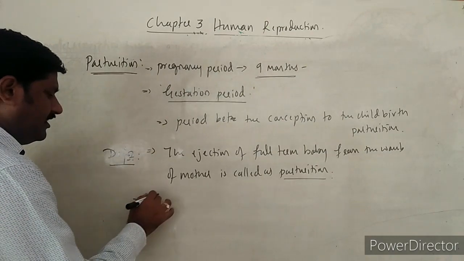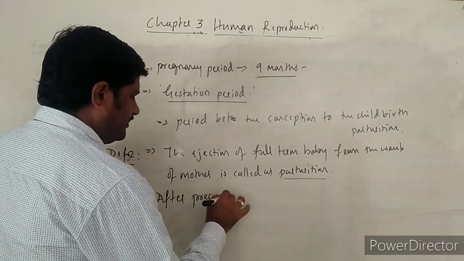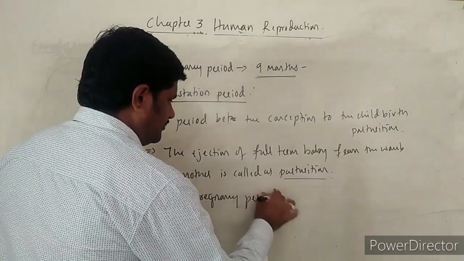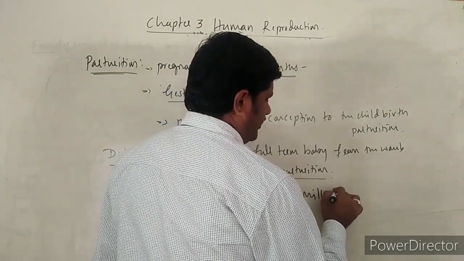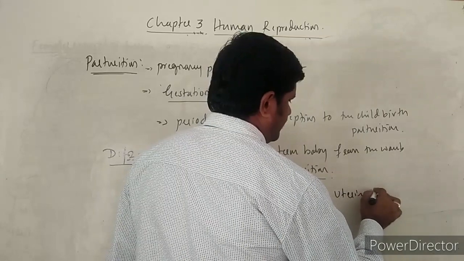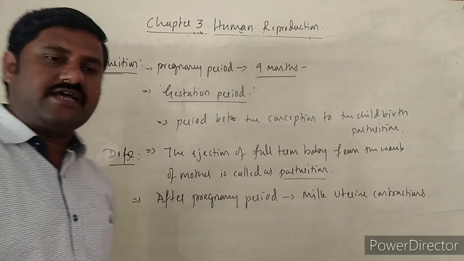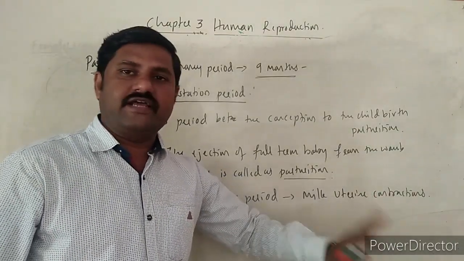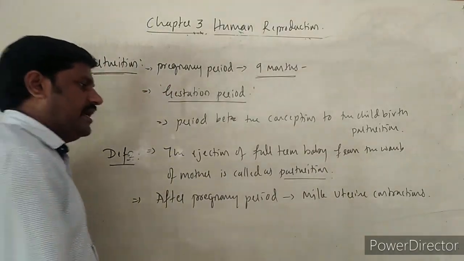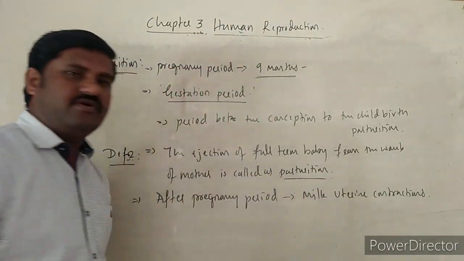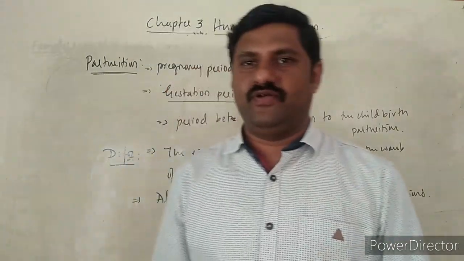So what happens here? After the pregnancy period, right? What happens? Mild uterine contractions occur, and these contractions lead to expulsion or ejection of the baby from the womb of the mother, and that process itself is called what? Parturition, right? So this is one thing we must remember over here.